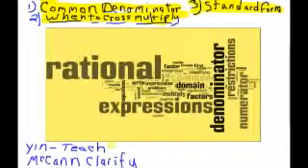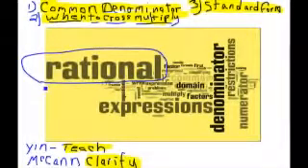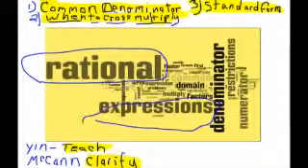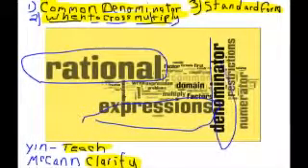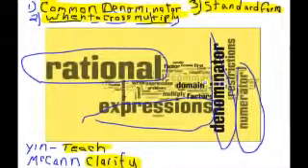So what Mr. Yin's going to do is teach it, and I'm going to pop in every once in a while and clarify. So basically, recurrent is rational expressions: denominators, numerators, and a few other things, I'm sure. But there are some things you need to key on. Okay, I hope you like it.